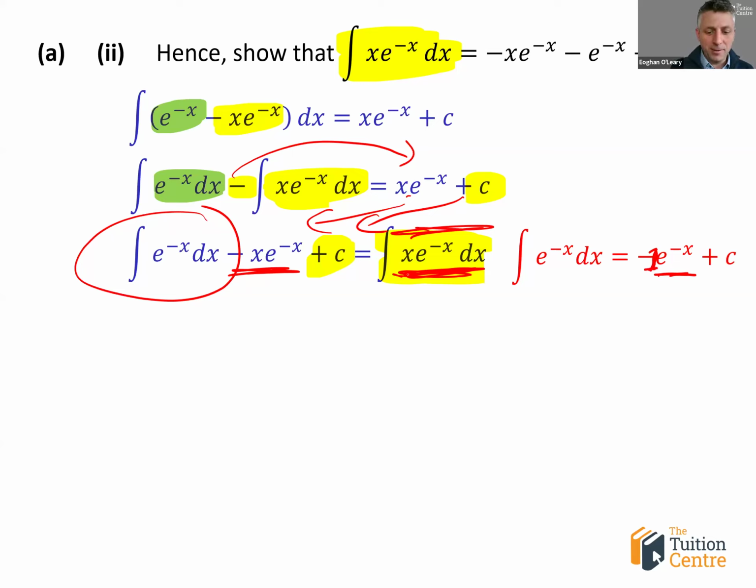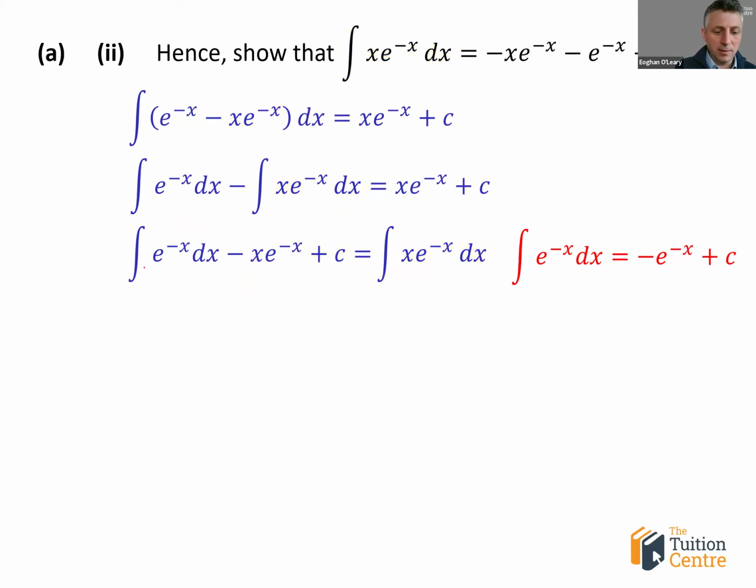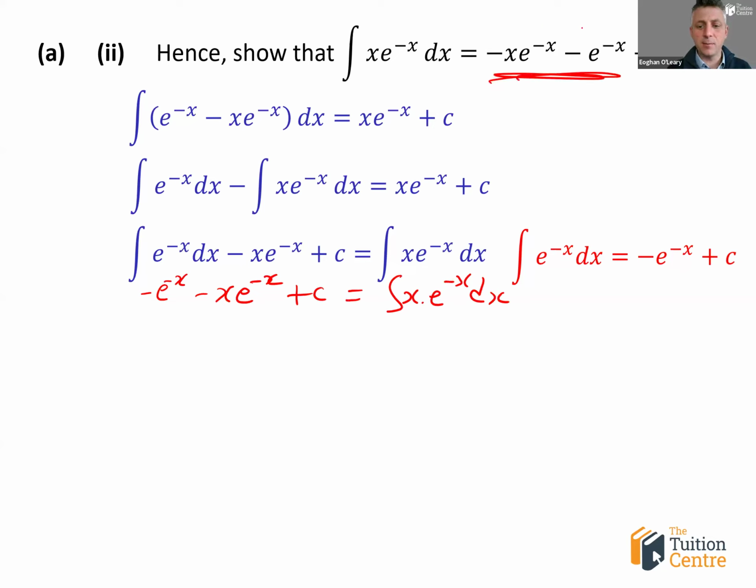So what's going to happen here is, if I write this out, I'm going to have this, right? When I integrate this part here, let me just clear all this off. When I integrate that, I'm going to have minus e to the power of minus x. I'm going to still have my minus x times e to the power of minus x. I'm going to still have my plus c, and that's going to be equal to the integral of x times e to the power minus x dx. I look up here, that's exactly what we want, isn't it?